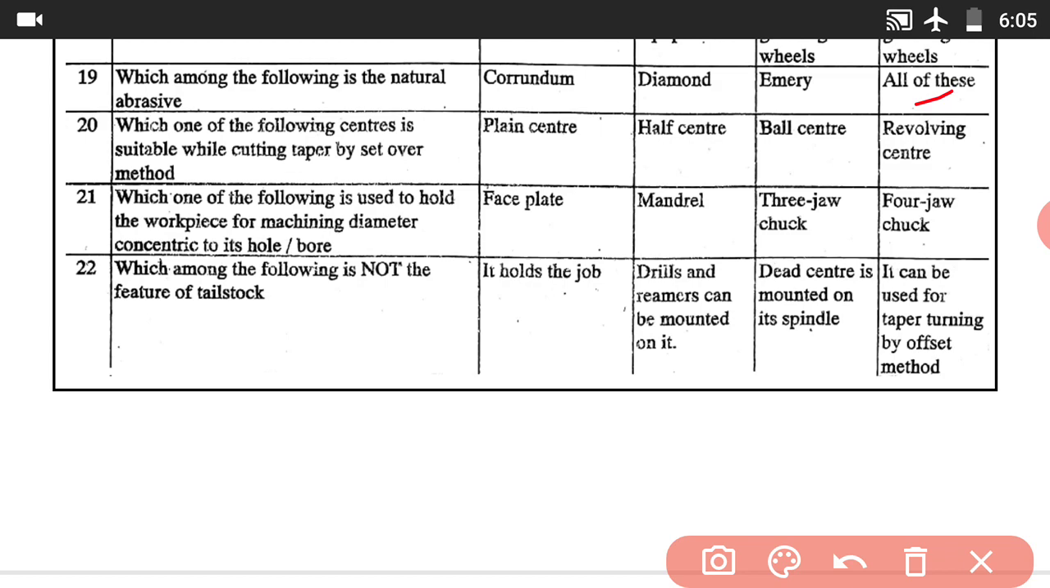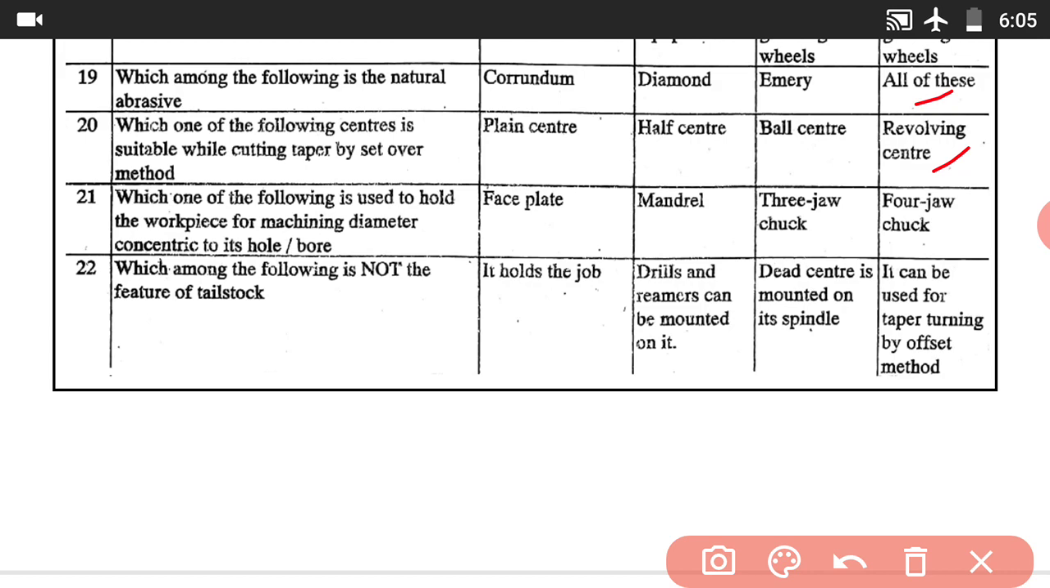Question number 20. Which one of the following centers is suitable while cutting taper by set over method? This question answer revolving center. Answer D is the right answer.